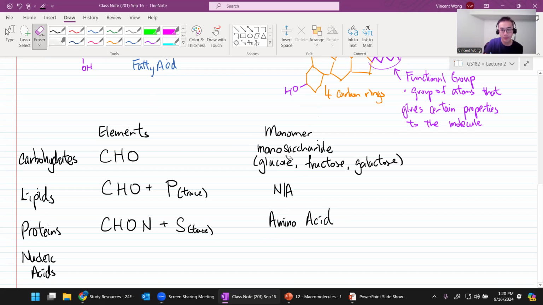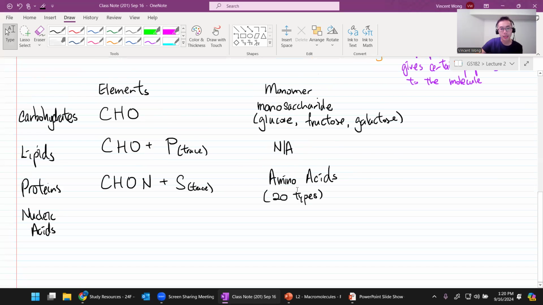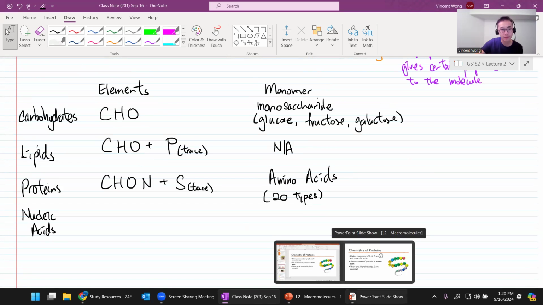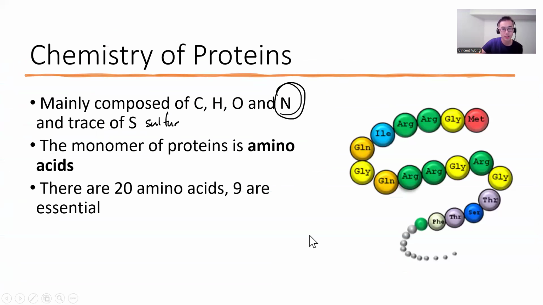In carbohydrates, there are 3 kinds of monosaccharides. For amino acids, we have 20 types. 20 different amino acids. Don't worry, you won't have to memorize all of them. In fact, you don't have to memorize any of them. So that's the building block for proteins. Okay, so I will post this, so even if you don't have time to copy everything, you can catch up afterwards.